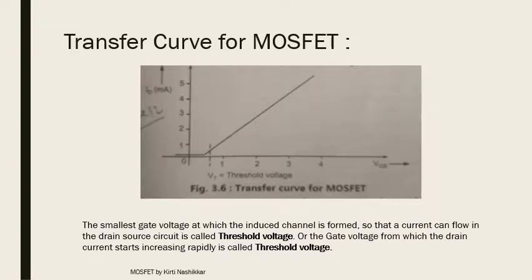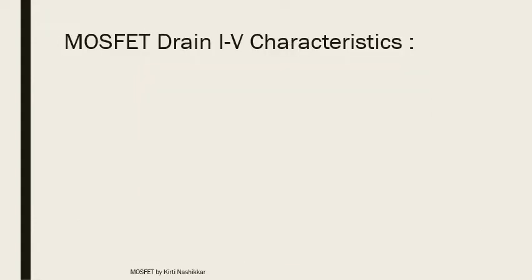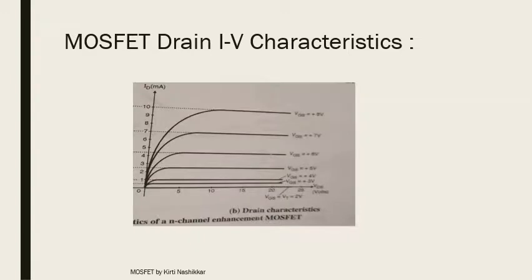Now here the smallest gate voltage at which the induced channel is formed, okay, so that a current can flow in the drain source circuit is called the threshold voltage, or the gate voltage from which the drain current starts increasing rapidly is called the threshold voltage. This is your threshold voltage denoted by VT. And this is the MOSFET drain IV characteristic. It is also called the output characteristic because it is plotted between the output voltage and output current.